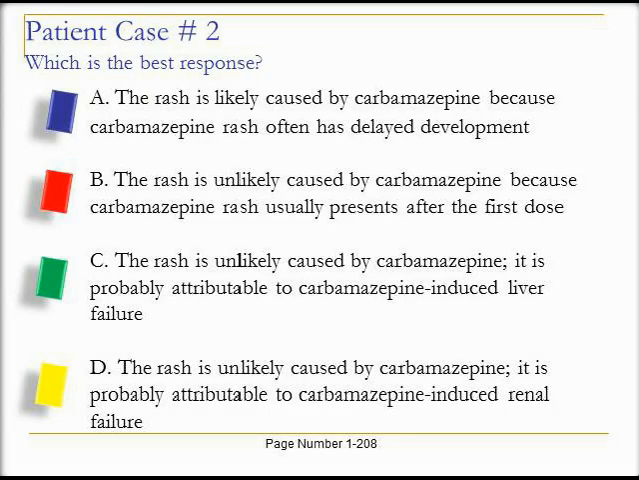Is it A, the rash is likely caused by carbamazepine because the carbamazepine rash often has delayed development? Is it B, it's unlikely carbamazepine because that rash usually presents after the first dose? Is it C, it's unlikely carbamazepine because that's probably associated with carbamazepine-induced liver failure? Or is it D, unlikely carbamazepine because that's probably associated with carbamazepine-induced renal failure? Okay, so I'm seeing a lot of blue, and indeed that's correct.